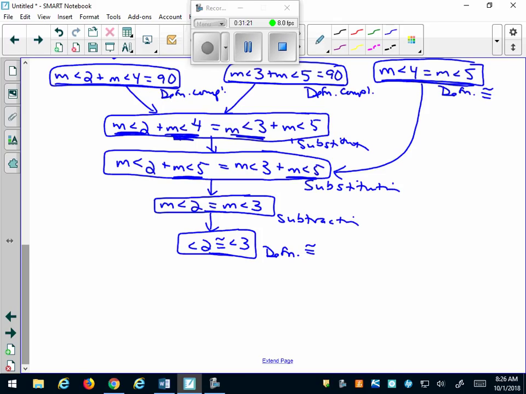Remember, whenever you use substitution, there's always going to be more than one arrow coming to a substitution box, because there should be something that you're replacing with each other into another equation. So we used this equation, so that arrow comes to the substitution. But the thing that we substituted should be the other arrow that comes in. Okay, so that's the proof of the congruent complements theorem.